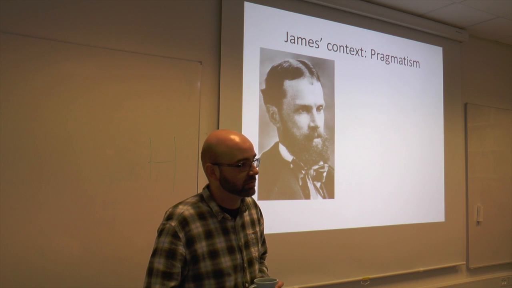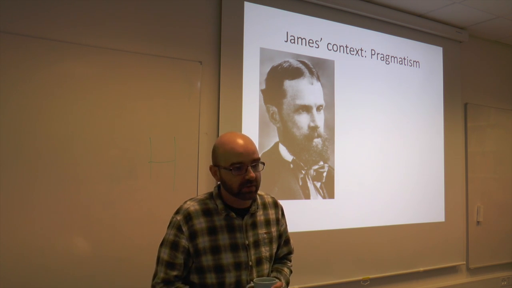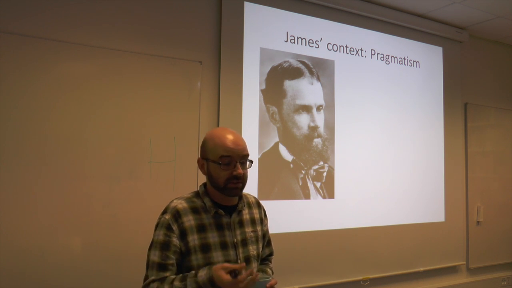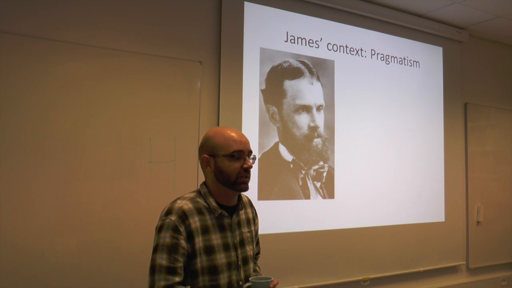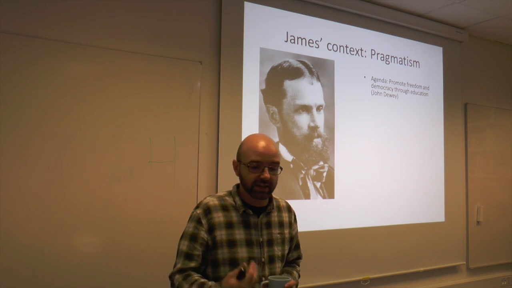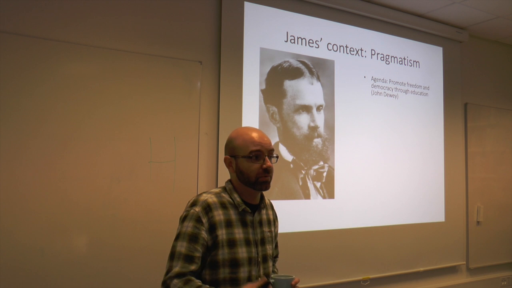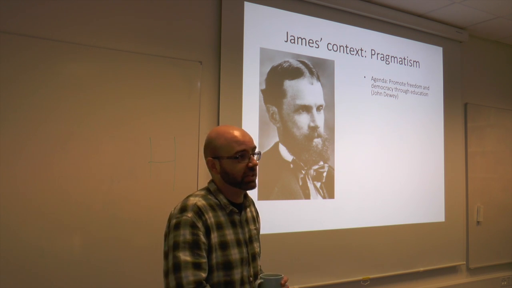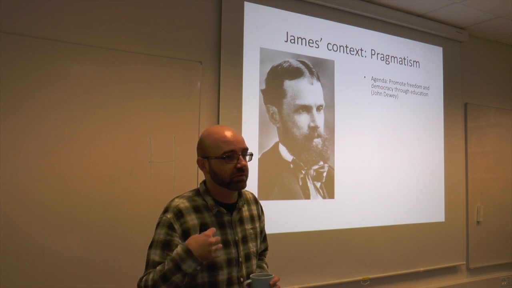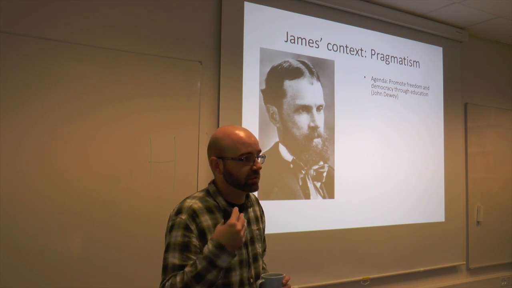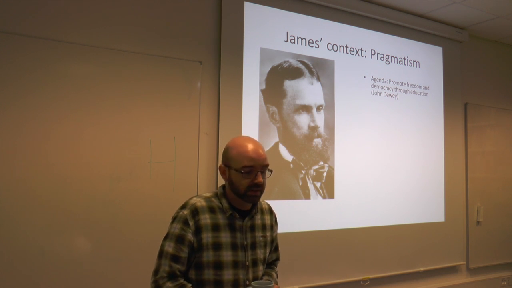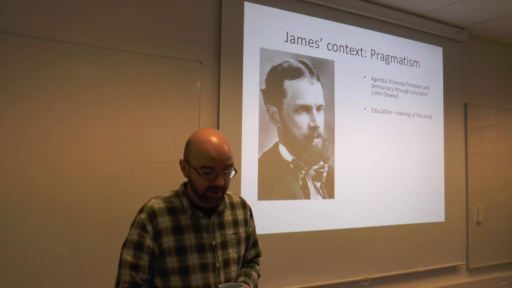So James's context was early American pragmatism. And in early American pragmatism, even though it's a philosophy, it had a very strong political agenda. And its very strong political agenda was to promote the freedom and agency of individuals in order to promote democracy by improving education. So if we can improve education, we'll have better citizens. So fields like philosophy, fields like psychology shouldn't just be theoretical, they should be applied. And education's really just training of the mind.